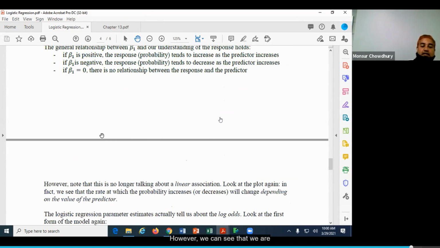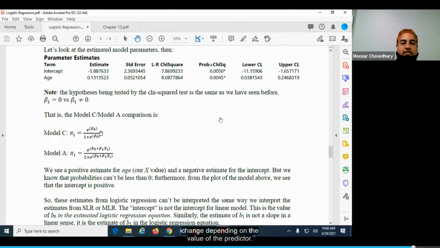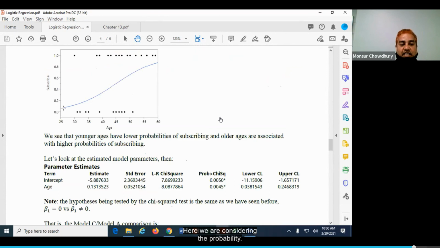However, we are no longer talking about linear association. If we look at the plot again, you can see that the rate at which this probability increases or decreases will change depending on the value of the predictor. Here we are considering the probability, so this will increase or decrease depending on the value of the predictor, in our case X. So what is the chance that the person will subscribe to a newspaper? It depends on the value of age.